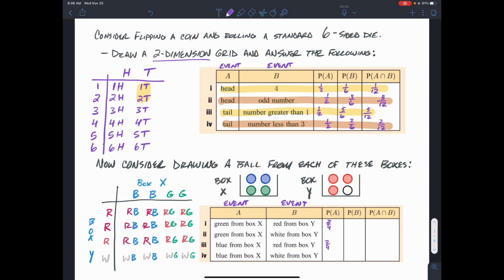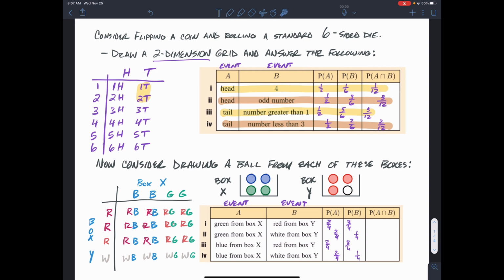Oh, well, I guess it's all two out of four, so it doesn't really matter. So each one of these is two out of four. Okay. And then the probability for event B, B is red from box Y. So we've got three reds here and one white. So for red, it's going to be three out of four, and white will be one out of four. And then red, again, is three out of four and one out of four.